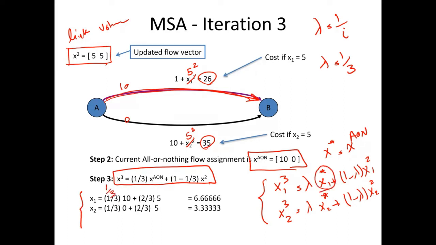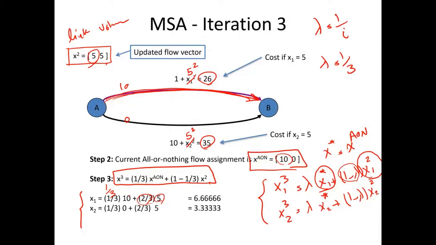What is the all or nothing assignment for the first path? It would be 10, right? Because this is now the shortest path. 10 people will use this. So this would be 10. 1 minus lambda is 1 minus 1 over 3, so it's 2/3. And then what was the volume of link 1 from the previous iteration? It was 5, right? So we have 5 here.